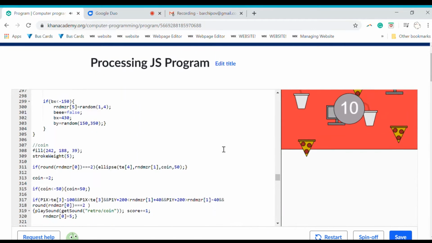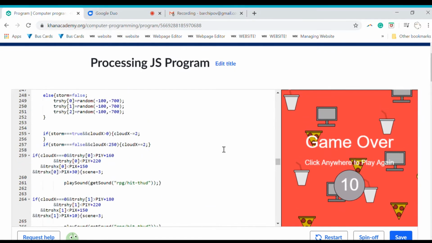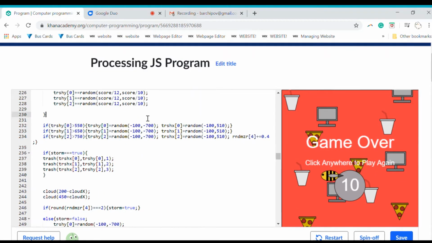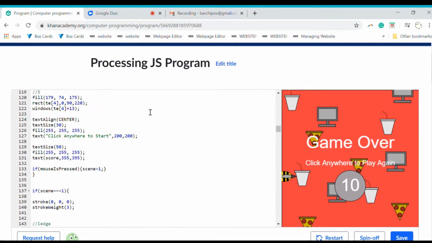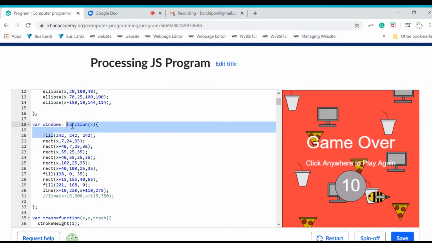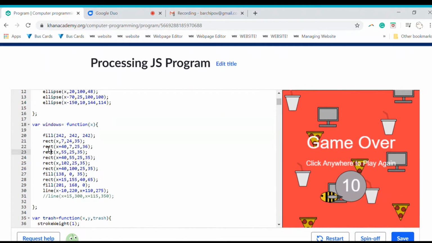This game is made using a coding language called Processing.js, which I actually already learned when I was younger, but in making this I learned a lot of new techniques and improved a lot. A few of the things that I learned about and improved on were functions, as you can see right here.